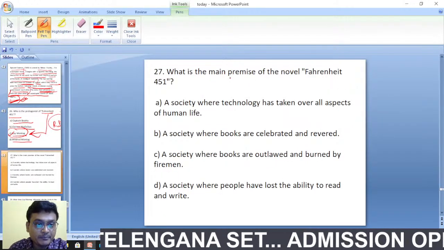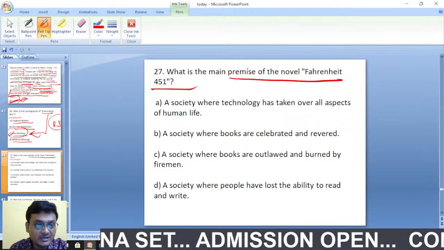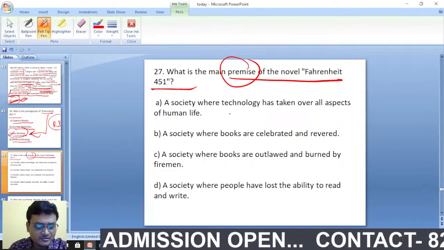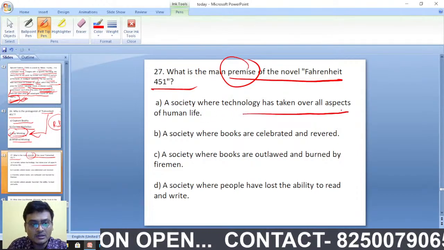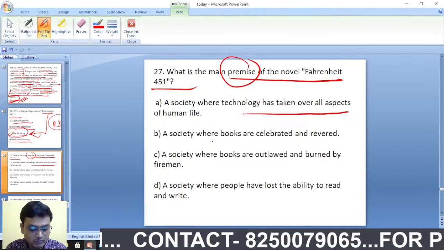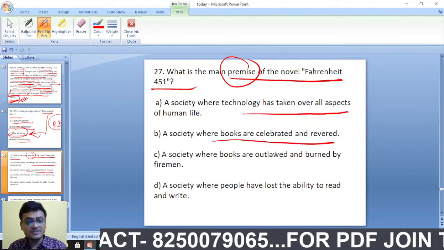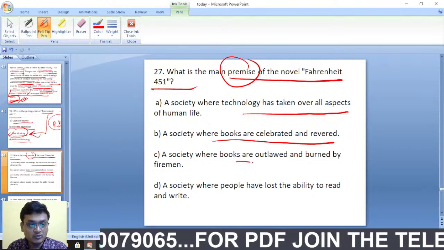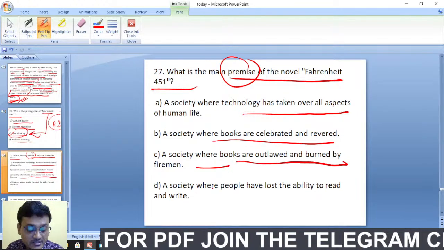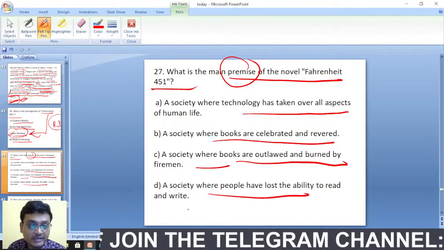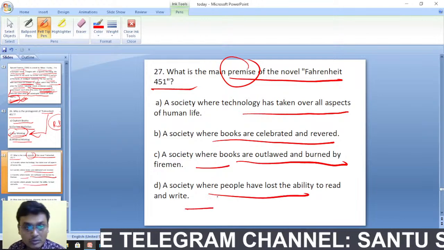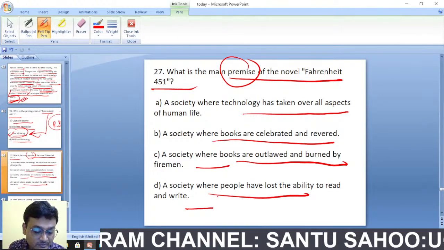Excellent. What is the main premise of the novel Fahrenheit 451? A society where technology has taken over all aspects of human life, or where books are celebrated and revered, or a society where books are outlawed and banned by firemen, or a society where people have lost the ability to read and write. What is the main premise of this novel, Fahrenheit 451? Important novel.